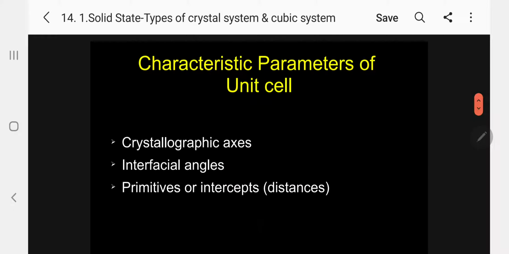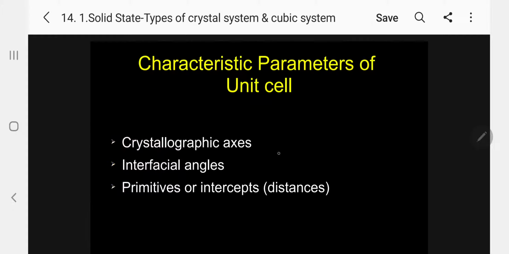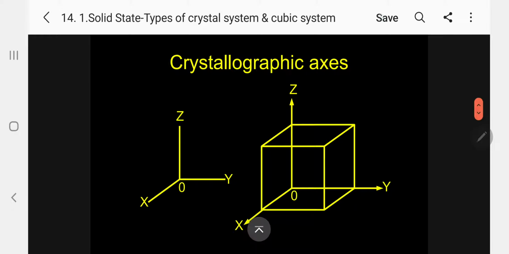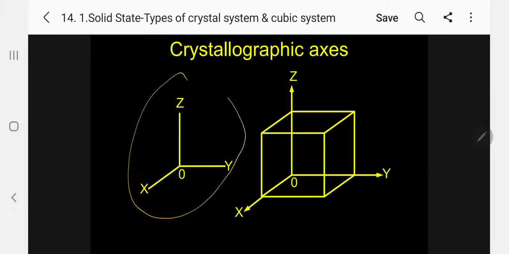What are the characteristic parameters of a unit cell? That is the most important. Please follow this. You have to memorize. This is the most important to understand the entire solid state. One is crystallographic axis, two interfacial angle, three primitives or intercepts, that is the distance between two atoms, two ions, or two molecules. First let me take the crystallographic axis.